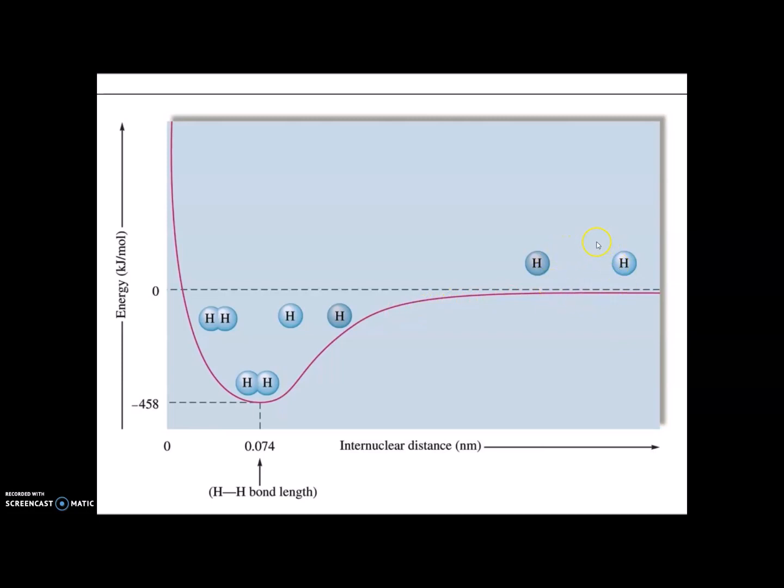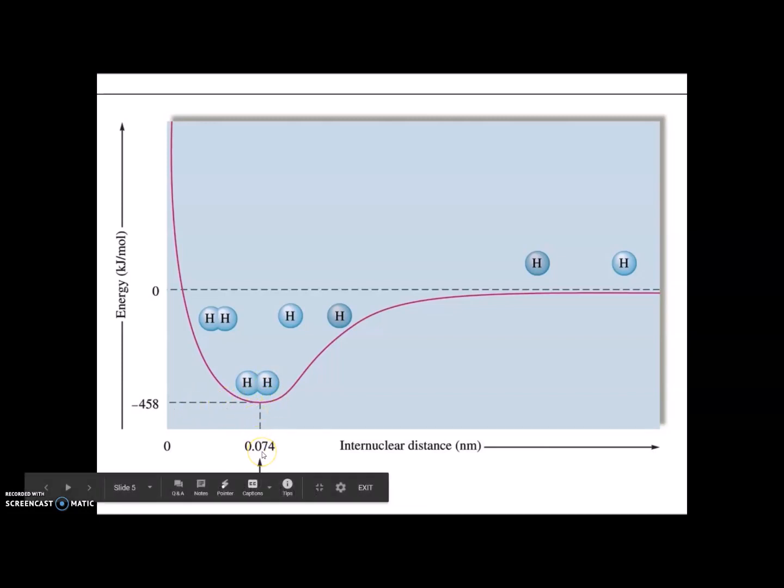And then if we look at the very right edge of this graph, if you separate the two atoms very far apart, at some point they're not going to feel the presence of each other, and it's as if they would be miles apart. So that energy would be close to 0. But if you look at this graph, there's a dip down or a trough, where the energy is lowest, and there's a certain internuclear distance that is optimum.